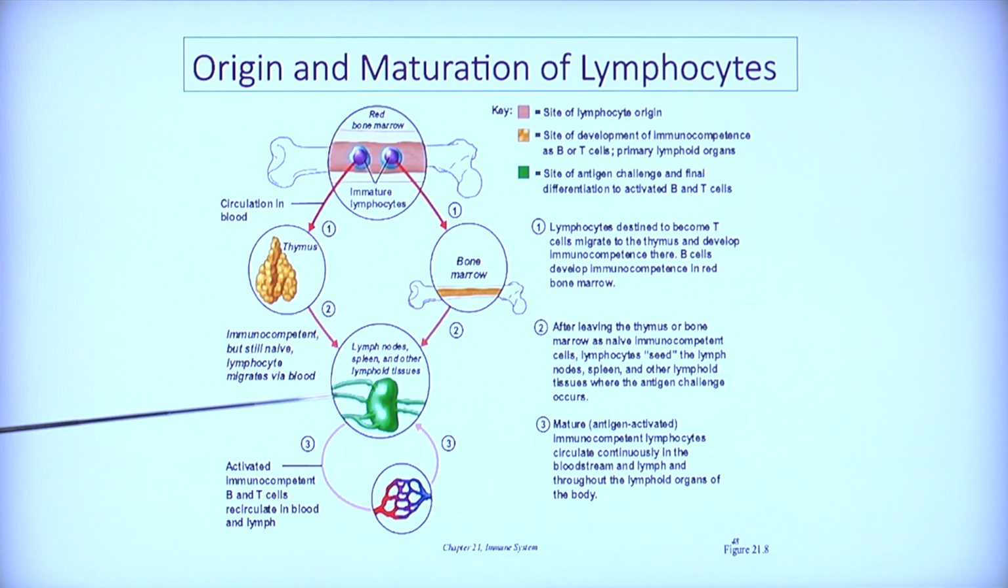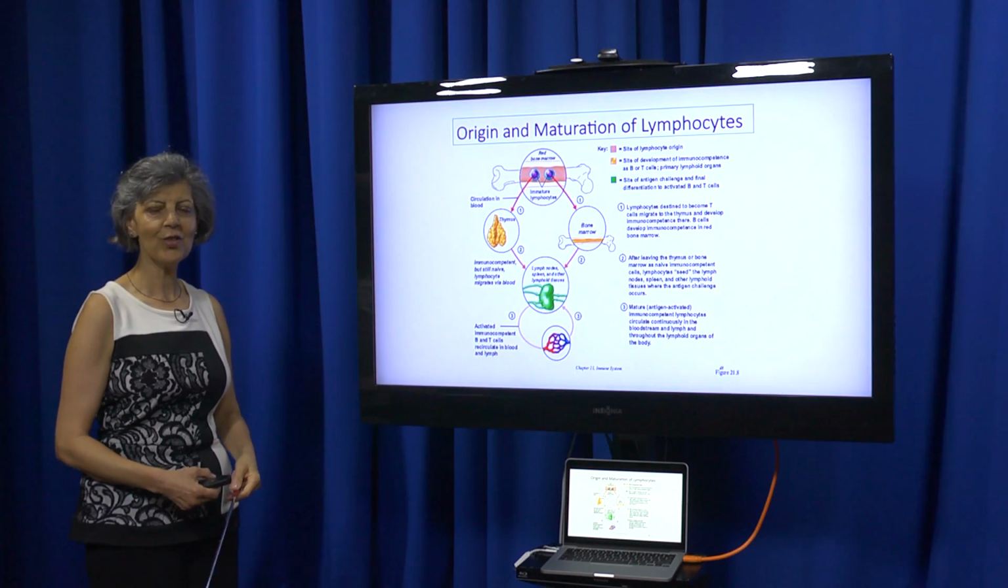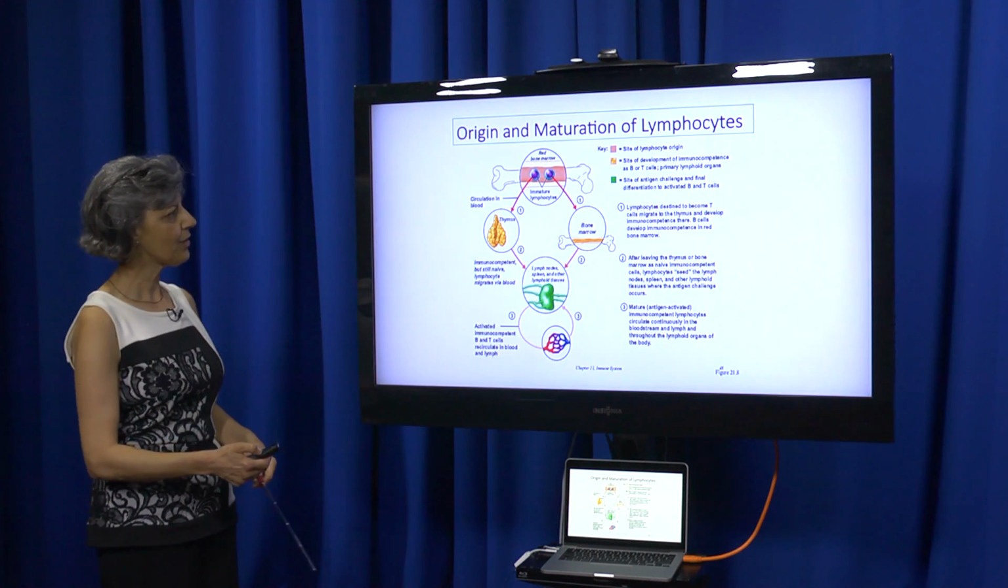They will go to the lymph nodes. They are going to be immunocompetent cells. They will learn how to attack antigens, and now they are going to circulate through every part of the body looking for those invaders to attack and destroy.